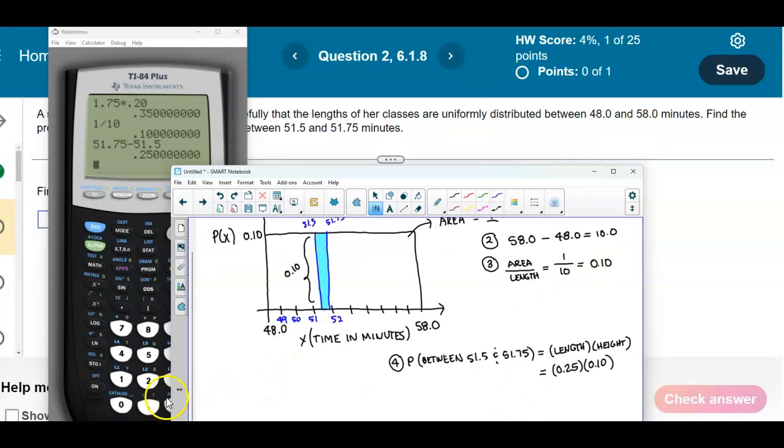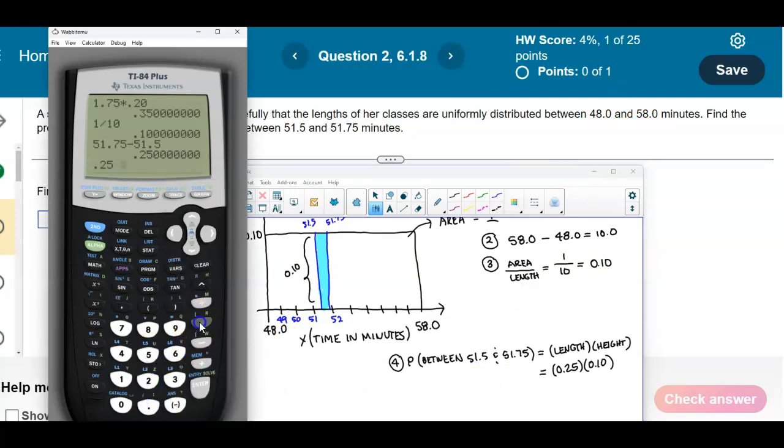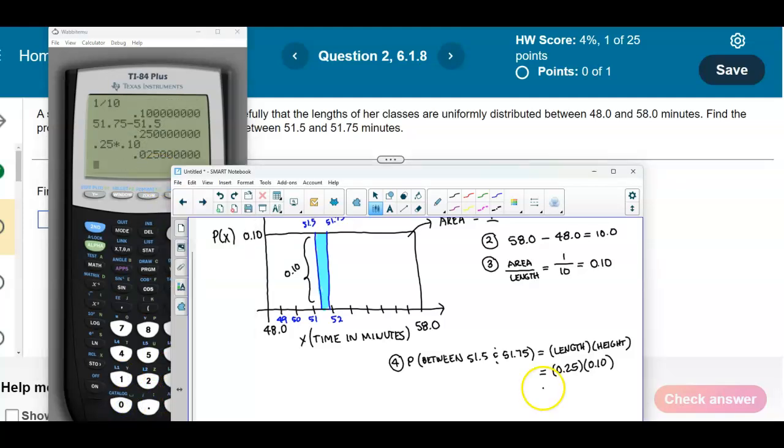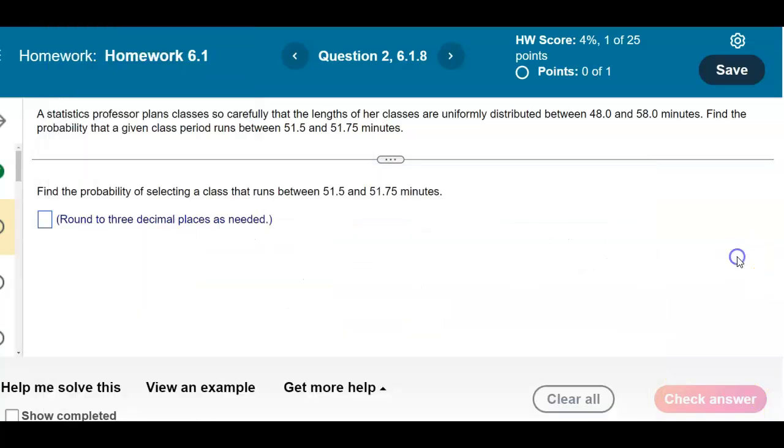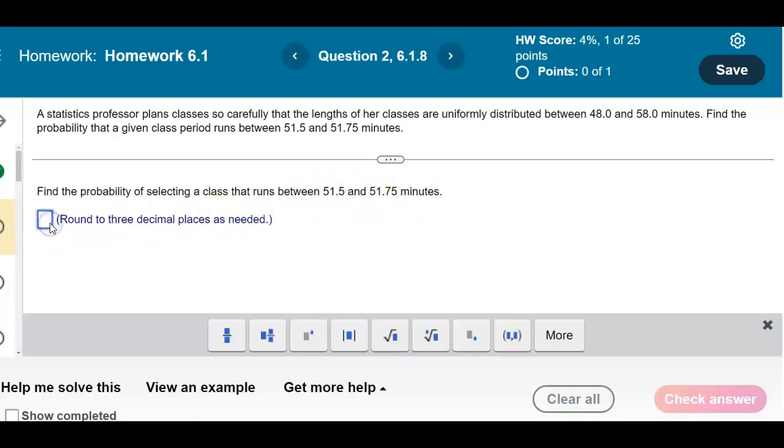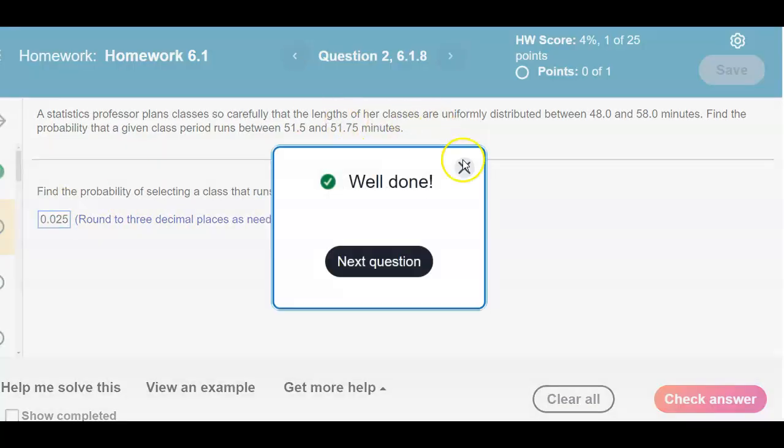So let's go ahead and do that. If we take 0.25 and multiply that by 0.10, then we're going to get the area or the probability of 0.025. So that means that this area here, or the probability, is equal to 0.025. So that's going to represent the probability of selecting a class that runs between 51.5 and 51.75 minutes. So let's go ahead and put that in there, 0.025, and there is our answer.